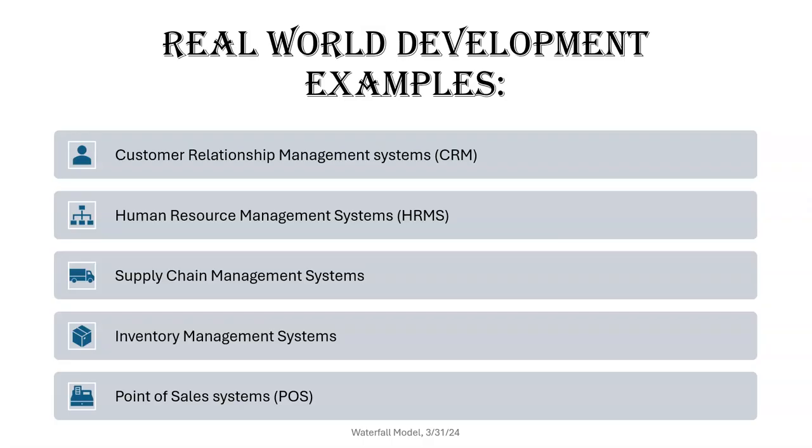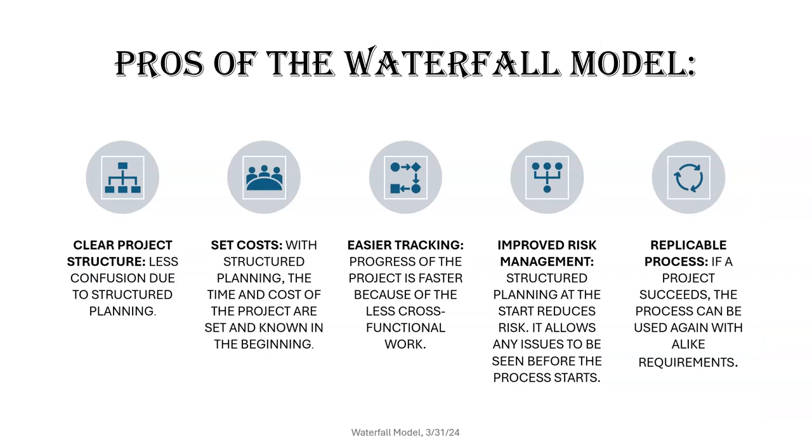Some real-world development examples of the waterfall model are customer relationship management systems, human resource management systems, supply chain management systems, inventory management systems, and point of sales systems. Some pros of the waterfall model are clear project structure. This creates less confusion due to structured planning.